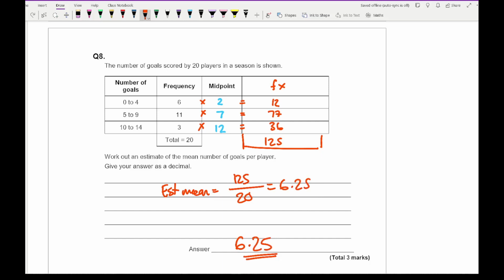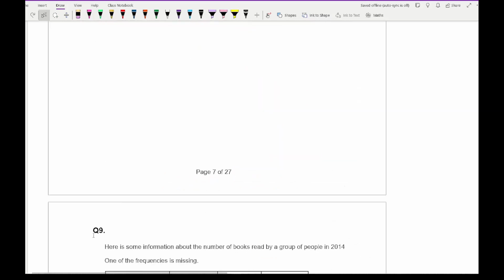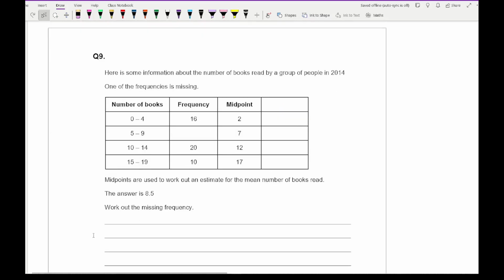Then moving on to our next question. Question 9, it says, here is some information about the number of books read by a group of people in 2014. One of the frequencies is missing, and the midpoints are used to work out an estimate for the mean number of books read. The answer is 8.5. Work out the missing frequency. Now, there are a couple of ways in which you can do this.